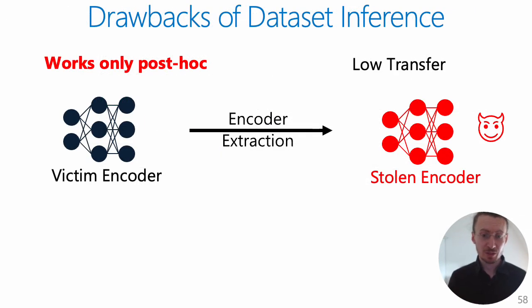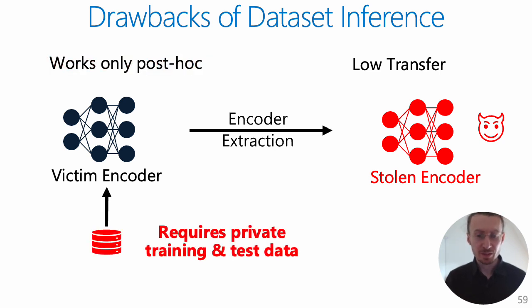Now the question is, what are the drawbacks of the dataset inference method? First of all, it only works post hoc, meaning after an encoder was stolen. Actually, we would like to detect the theft while it is happening, thus prevent it.